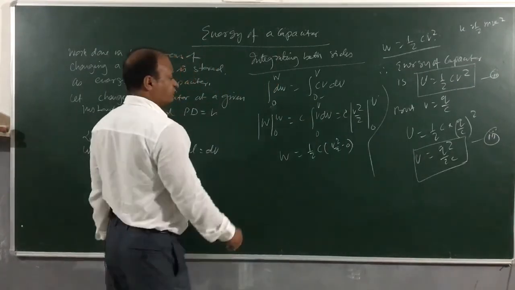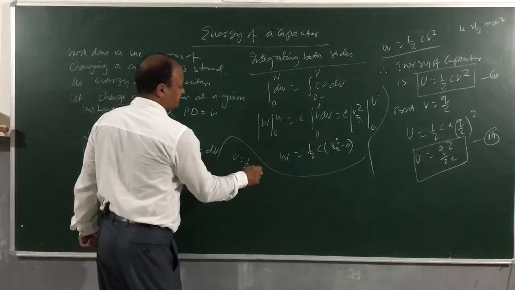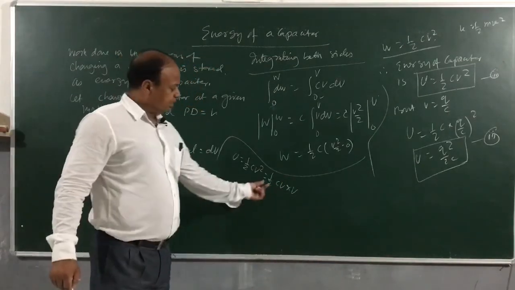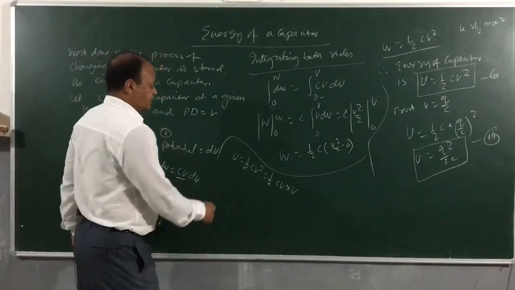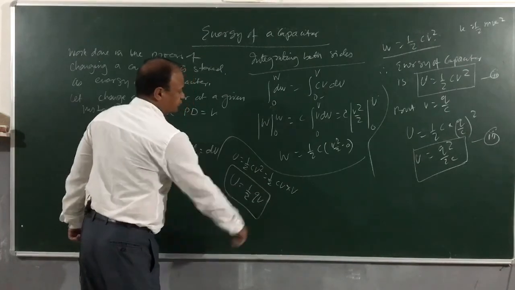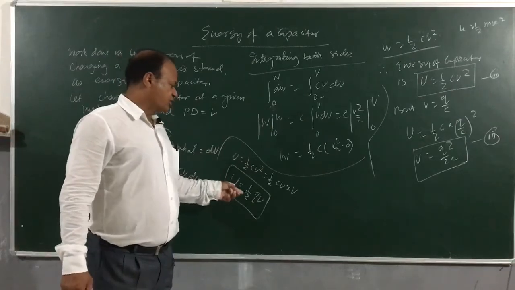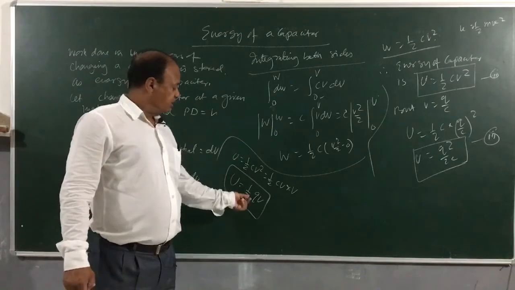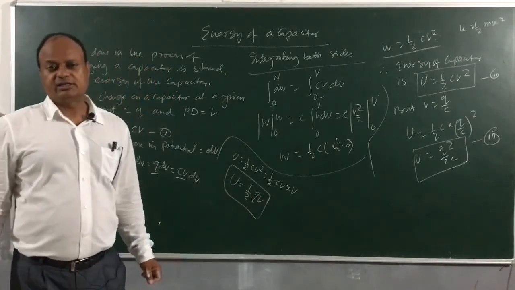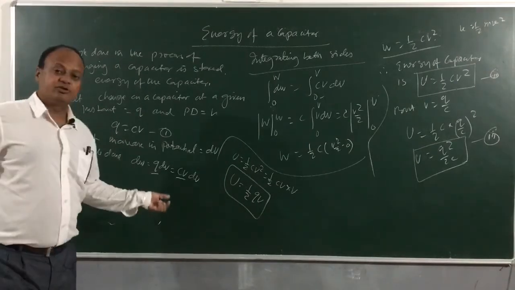We can get a third formula also. We said U is equal to half CV square. I can write half CV into V. And how much is CV? CV is equal to Q. So the energy of a capacitor is U equal to half Q into V. So 3 equations we got: half CV square, Q square by 2C, and U equal to half QV, where Q and V are instantaneous values of charge and potential. So when you are dealing with sums on capacitors, make sure that you use this concept.